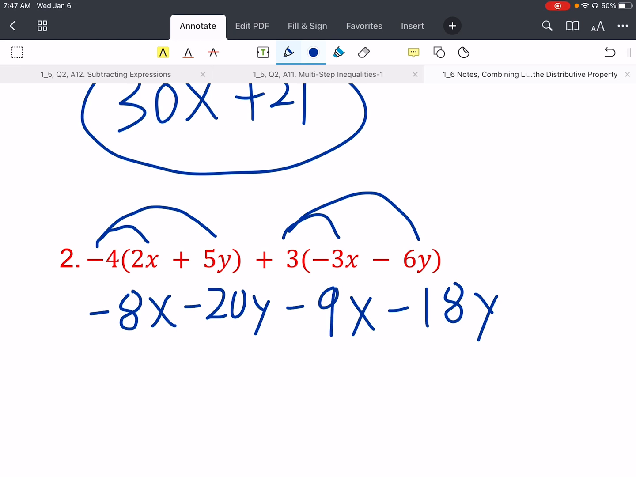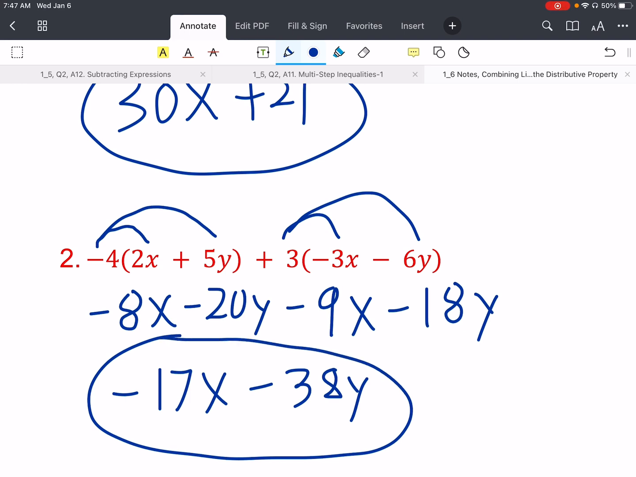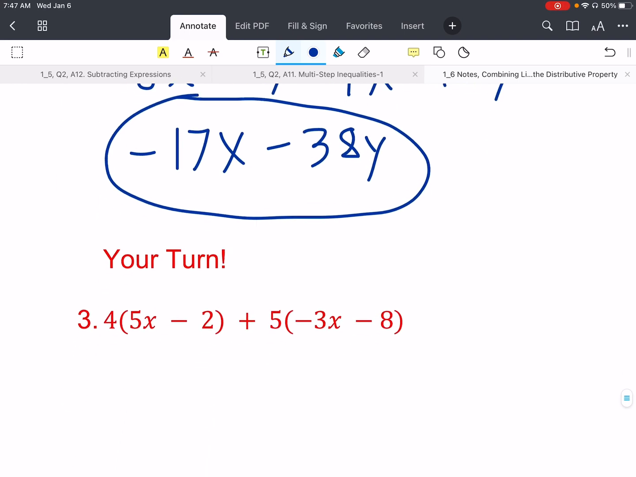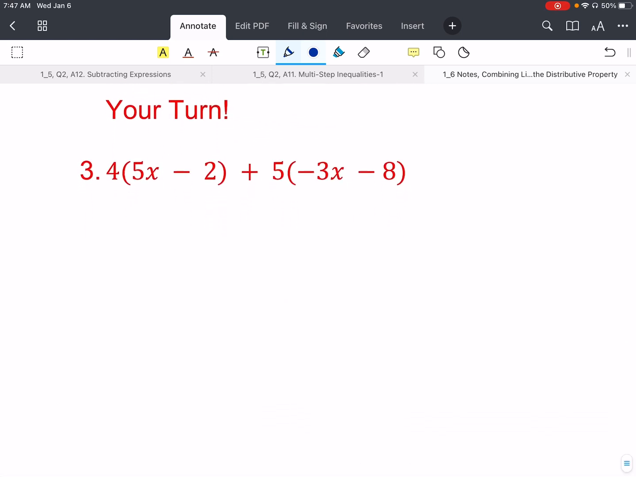So we have all negatives. Combine our x's to get negative 17x. Combine our y's to get negative 38y. Okay, go ahead and pause the video. Try this one on your own.